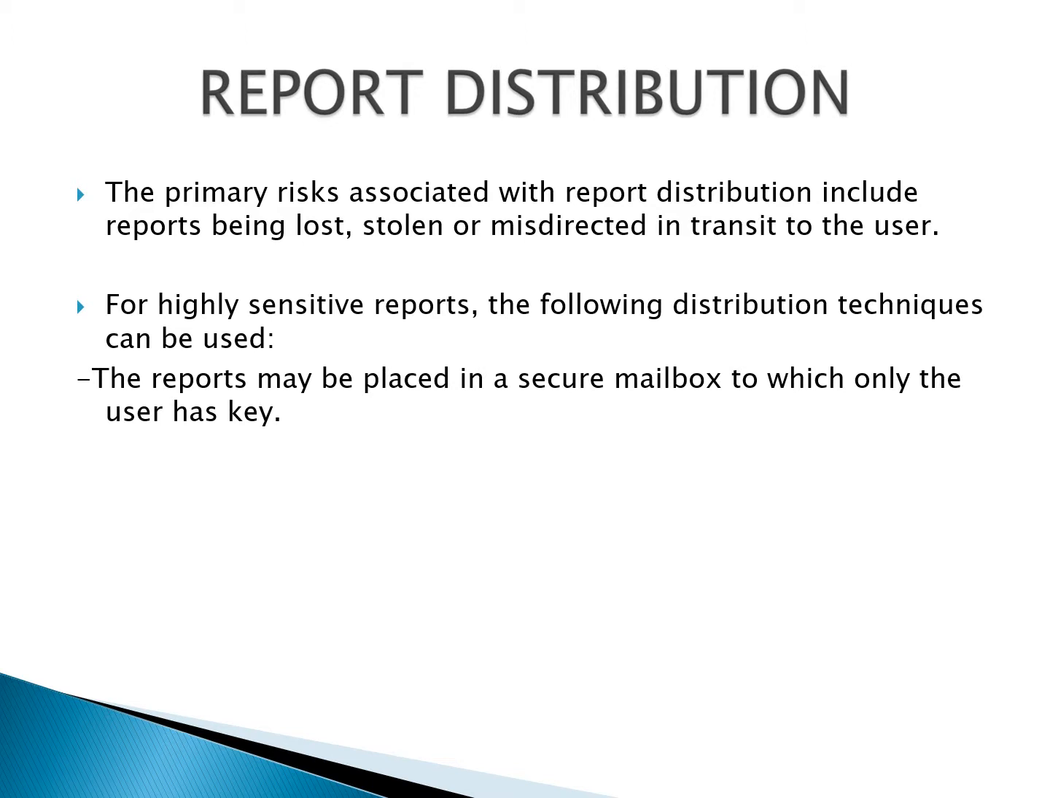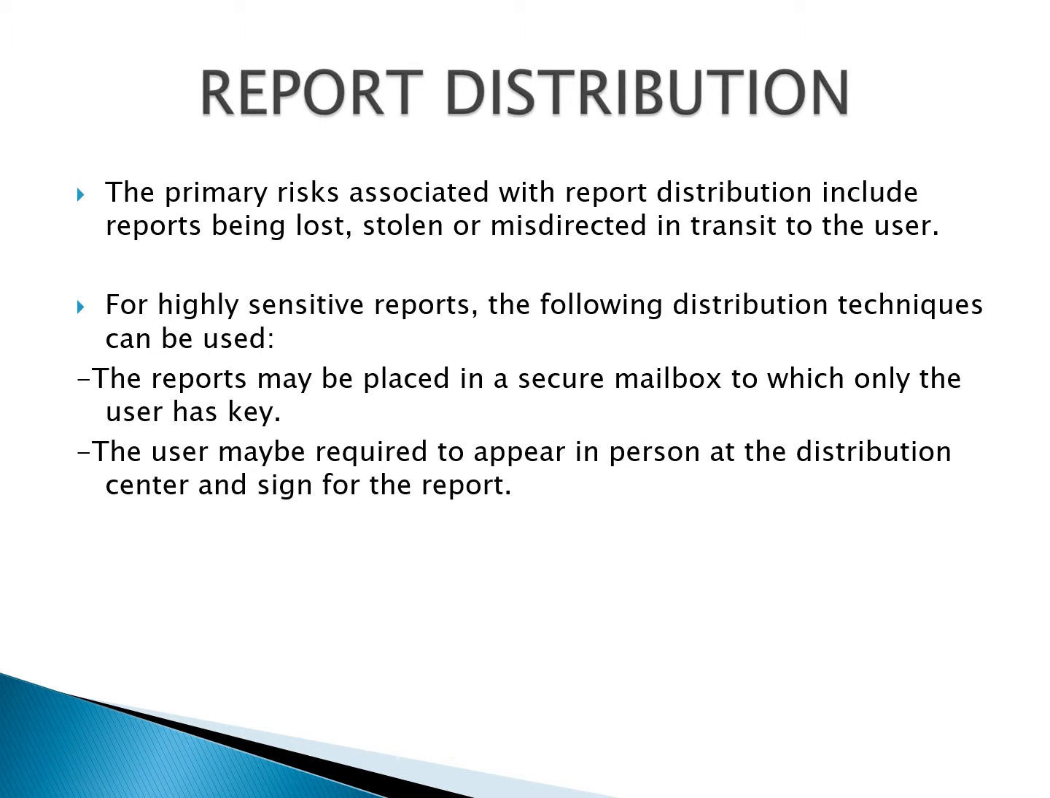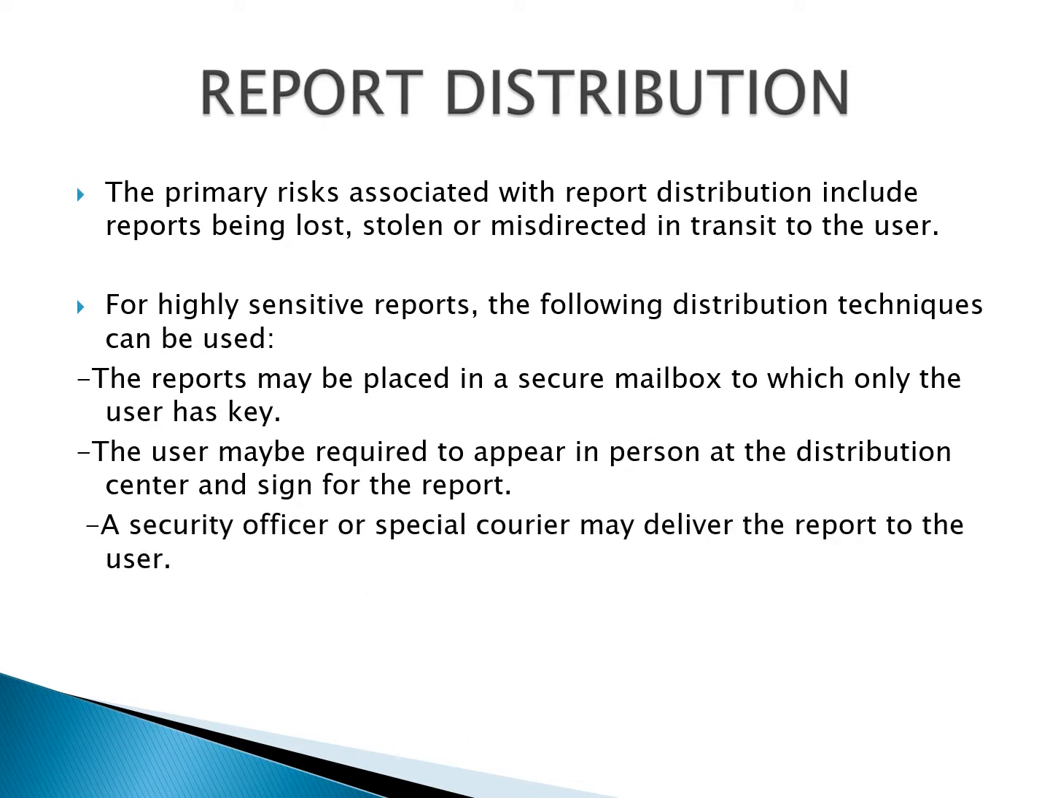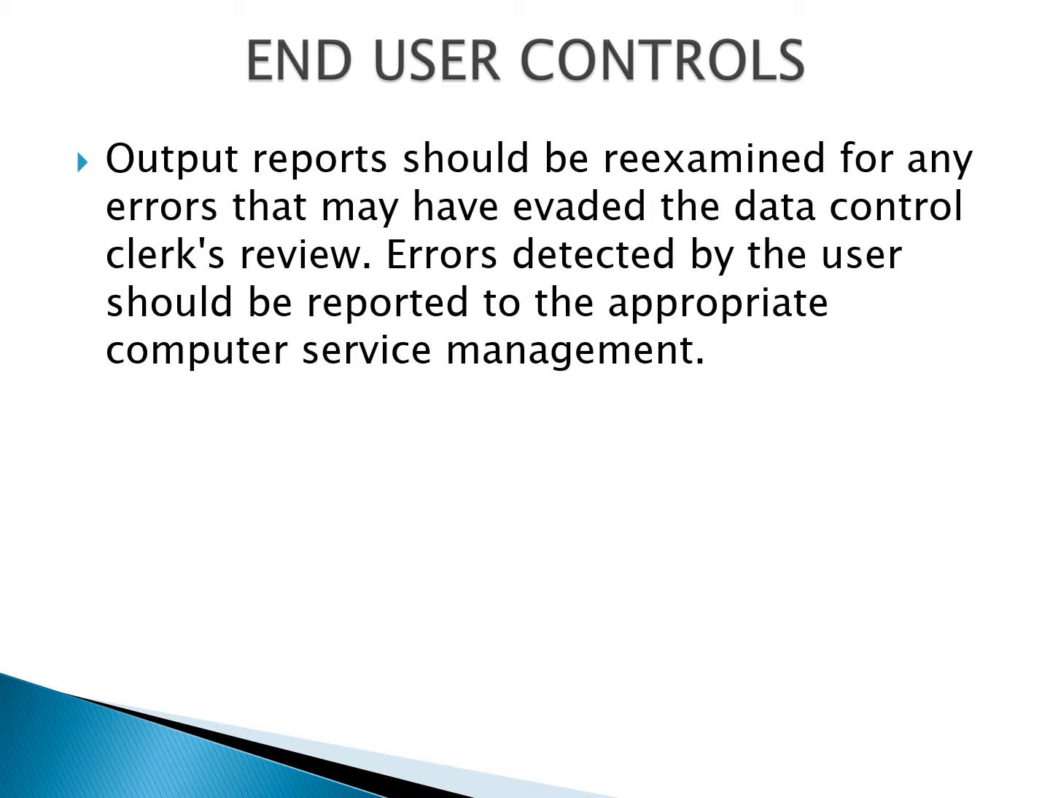The reports may be placed in a secure mailbox to which only the user has a key. The user may be required to appear in person at the distribution center and sign for the report. A security officer or special carrier may deliver the report to the user. And user controls. Output reports should be re-examined for any errors that may have evaded the data control clerk's review. Errors detected by the user should be reported to the appropriate computer service management.